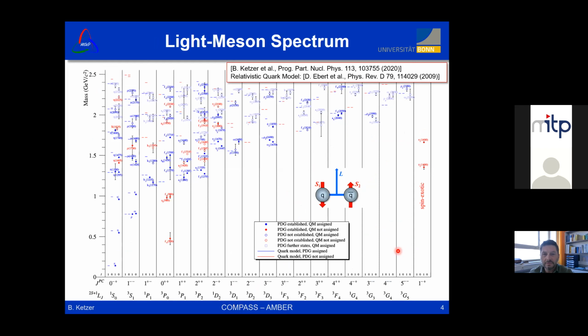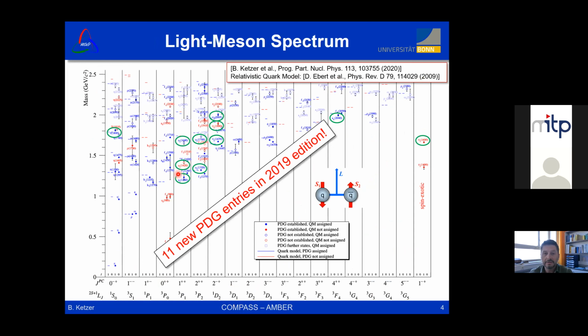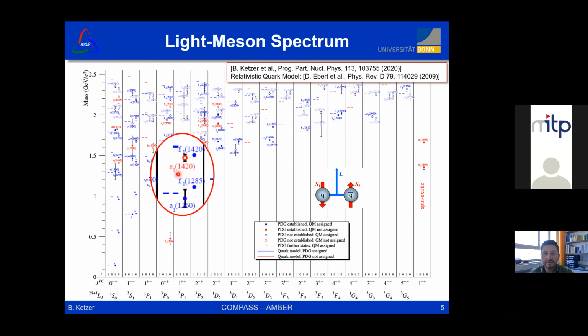So this is the light meson spectrum, as you know, taken from the PDG and compared with a relatively recent quark model calculation. I don't want you to go into details, but just to highlight the mesons that had new PDG entries from the three-pion charge state. So 11 new PDG entries were based on just this three-charged-pion channel. And I just want to briefly say that there are, of course, lots of resonance parameters that were extracted. But I also want to very briefly mention one caveat.